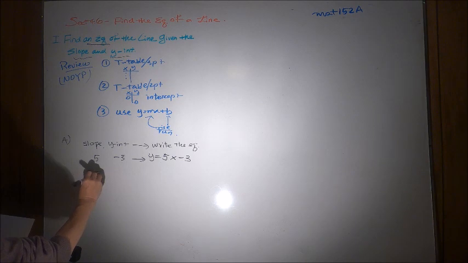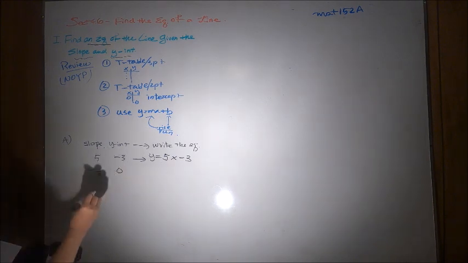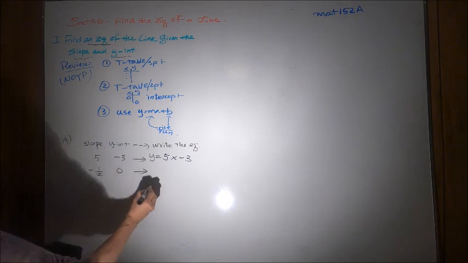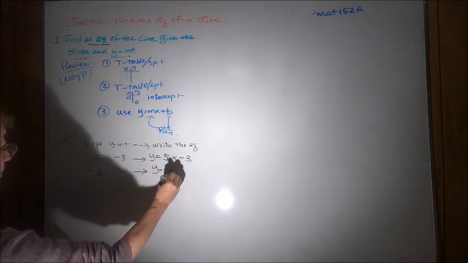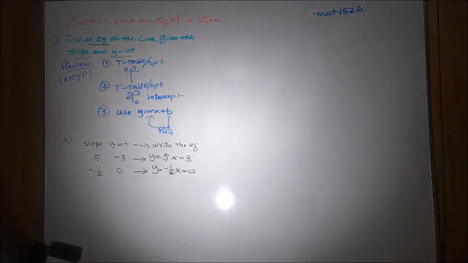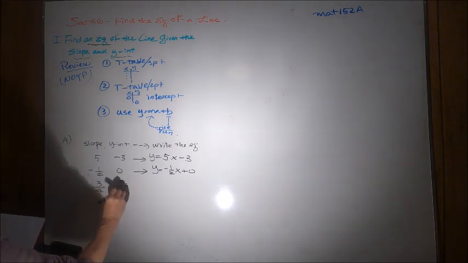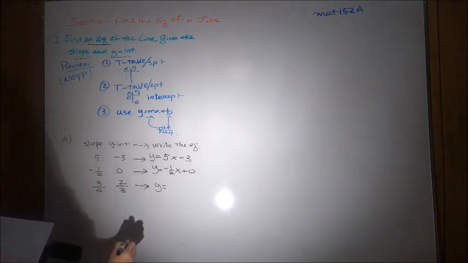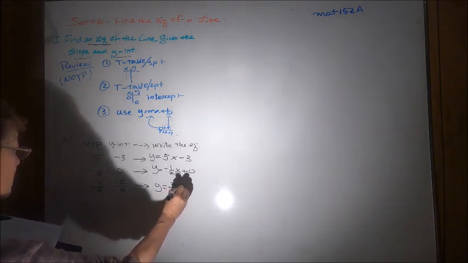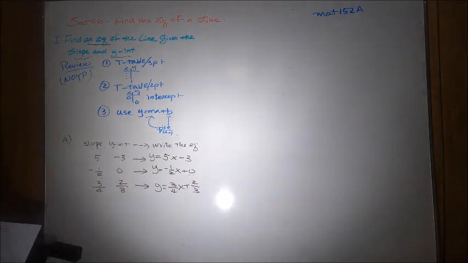So if slope is -½, intercept is what? 0. So what do you think? That would be y equals -½ x plus 0, right? Whether or not you put the 0 there, it's the same. So if your slope is given as 3/4 and y-intercept is 2/3, you will write what? Y equals 3/4 x plus 2/3, right? Straightforward.